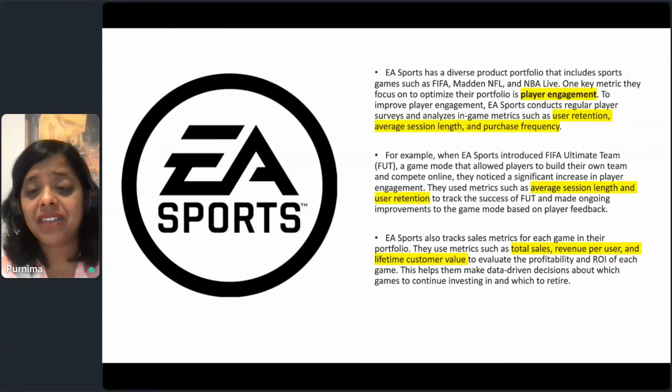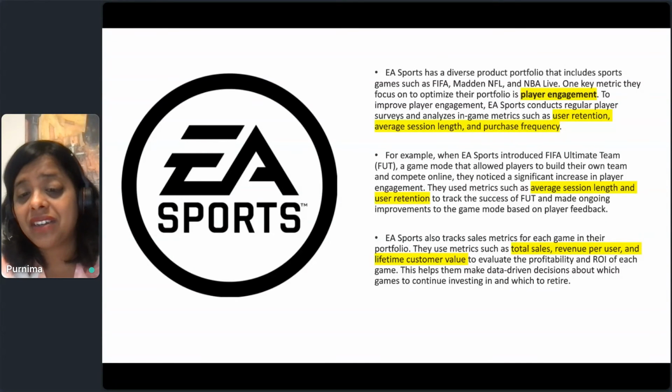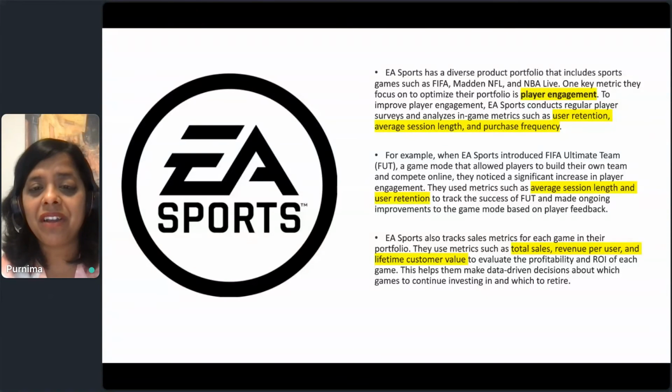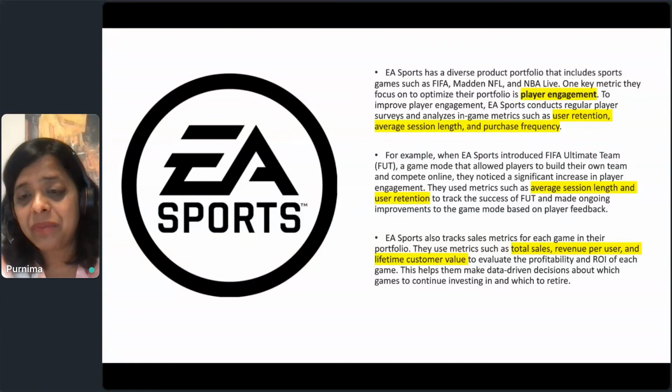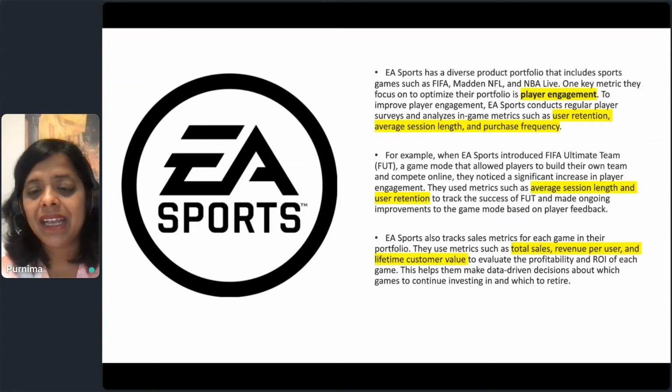And then you can see when FIFA was introduced, they noticed a significant increase in player engagement. So what did they do next? They tracked the success and made improvements on the game based on player feedback. What do you like? What do you not like? Are you going to recommend this? It's a massive obsession for them. And then when it was sales metrics, total sales, revenue per user, lifetime customer value, it was all about profitability and ROI. And did one team do it? Probably not. There were multiple teams monitoring this, right?